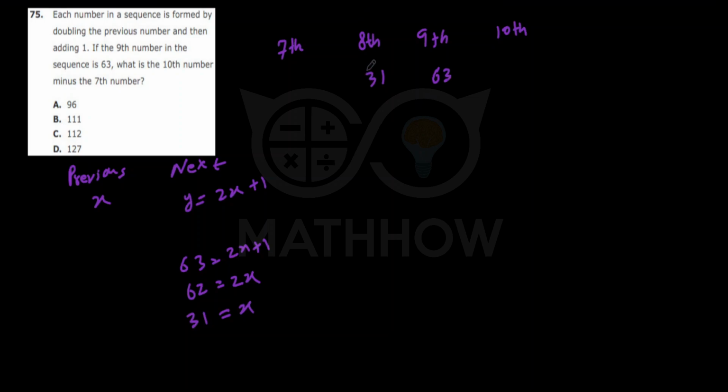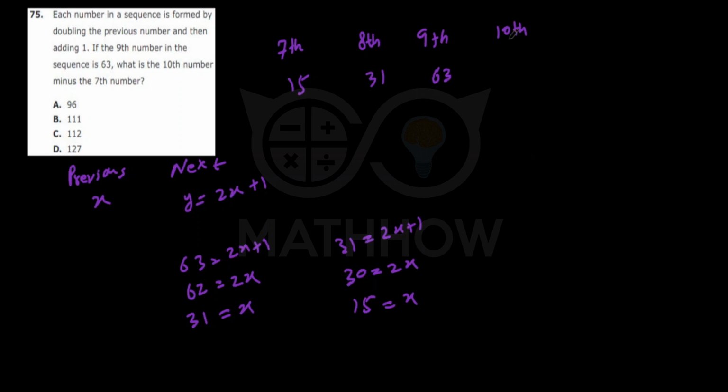Now this number 31 is the next number for the 7th, right? So substituting 31 in place of y, doing the same process to find the previous number, the 7th number, using the 8th number, that is the next number, right? 2x plus 1, subtracting 1 on both sides, this will become 30 and this will become 2x. Dividing by 2 on both sides, this will become 15 and this is x. So that means the 7th number is 15.